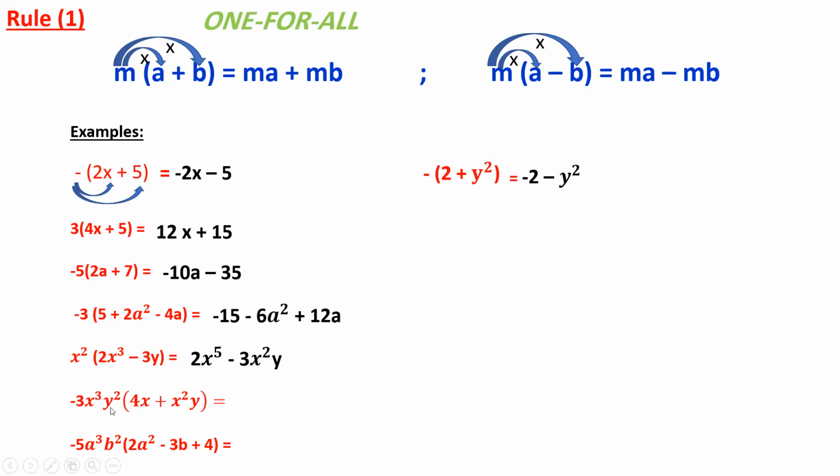Now, negative 3x cubed y squared is multiplied by positive x squared y. Negative times positive is negative. 3 times 1 is 3. x cubed times x squared is x^5. y squared times y is y cubed. Also, we have another example down there. As I said, please practice these exercises on a draft to understand the rule.